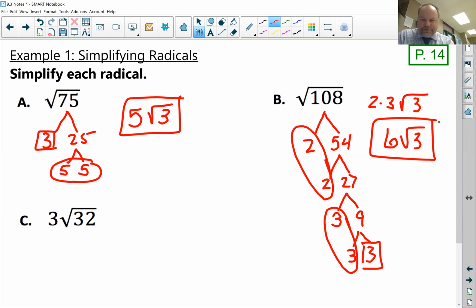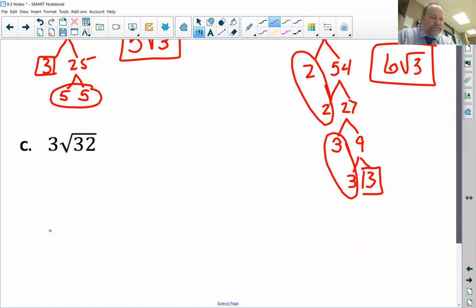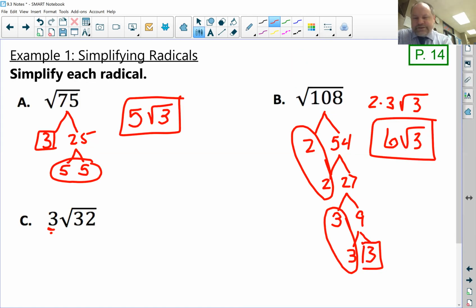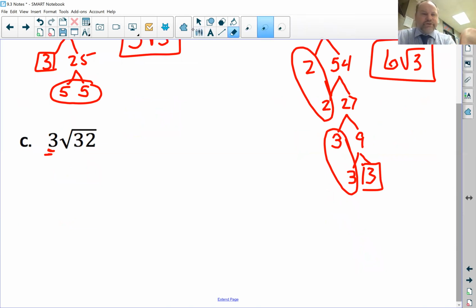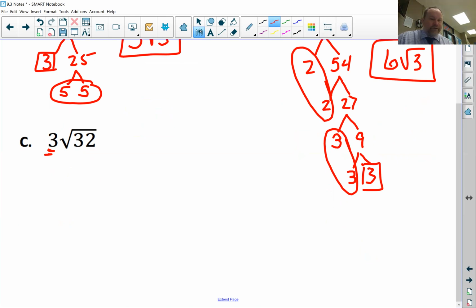All right, this third one is a little different because we already have a 3 out front. And the nice thing is it doesn't change the way we're going to do the problem. We're still going to approach it with one of our two methods. I'm going to do the tree diagram, but what I need to remember is there's already a 3 outside of the radical that I will multiply my pairs by to get my final answer.